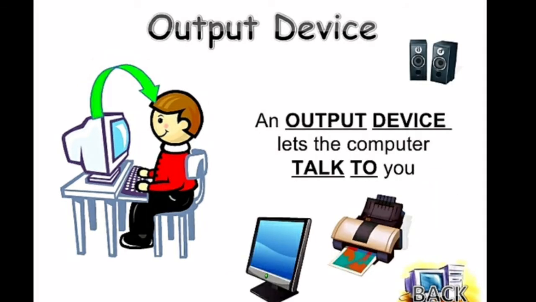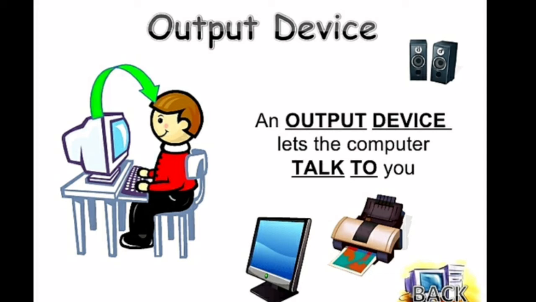So what are output devices? All the devices that provide the output by the computer are known as output devices. An output device lets the computer talk to you. So in the slide you can see that the computer is telling you all these devices are output devices, like speaker and LCD and printer and many other devices.